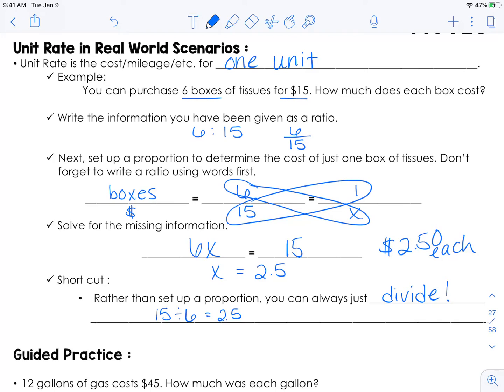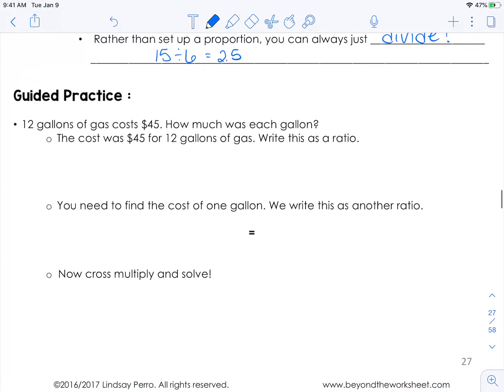And often, I don't want to say always, but often in the case of money, you divide the money by whatever it is that you're paying for. So in this case, you divide the $15 cost by the 6 boxes of tissue that are being paid for. So let's do some practice together.